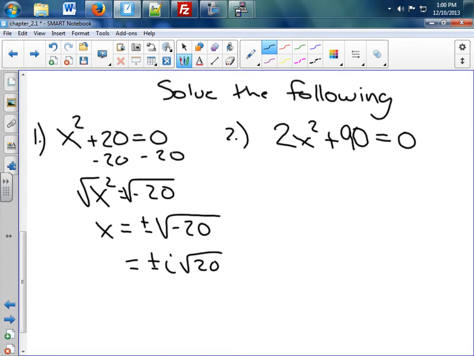Okay, I'm going to go ahead and take out the i first. What perfect square lives in 20? 4. Square root of 4 is?